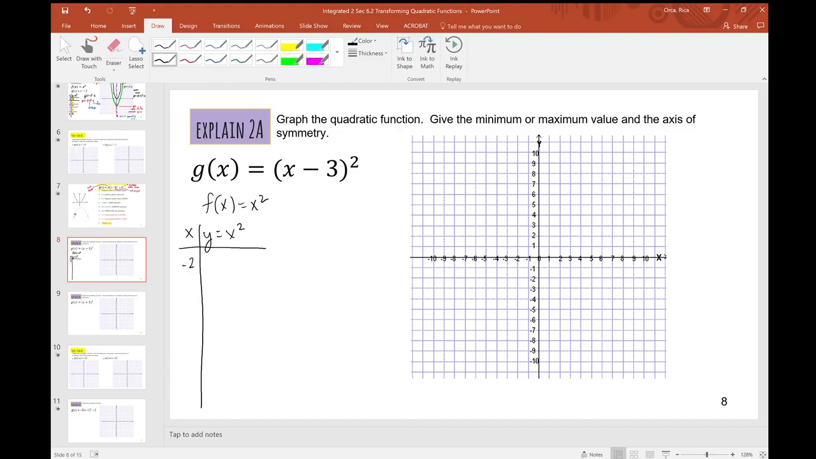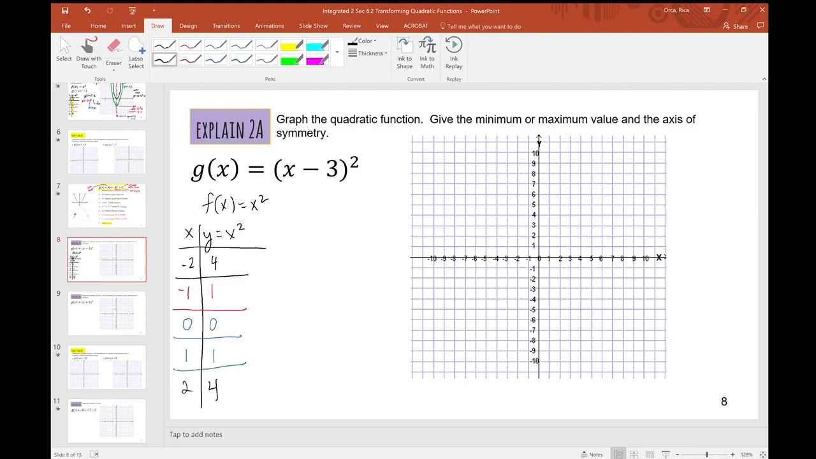When x equals -2, y will equal -2 squared, which is 4. When x equals -1, y will equal -1 squared, which is 1. When x equals 0, y will equal 0 squared, which is 0. When x equals 1, y will equal 1 squared, which is 1. And when x equals 2, y will equal 2 squared, which is 4.